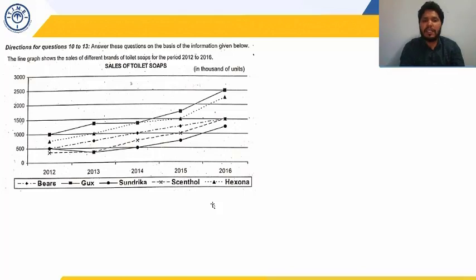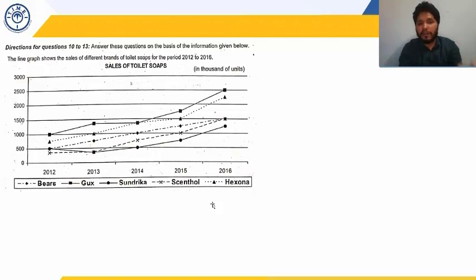So how to read this data? Let's do it for one of these soaps. Let's do it for Sundrika. Which one is Sundrika? The third one, the circle one. How much was the sale for Sundrika in 2012? It was 500, because it is starting from 500. And in 2013, the sale of Sundrika decreased and it is less than 500. We do not know how much, but it is slightly less. So we can take 450, we can take 400. It will not change our answers.